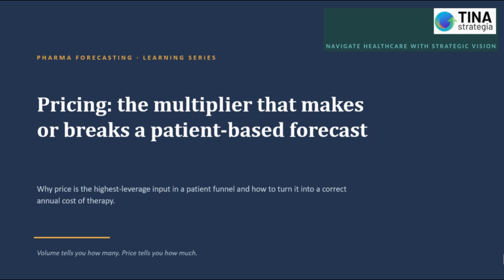If you've ever built or looked at a forecast that starts from how many patients are there, this session is going to show you where price fits into that picture, and why getting it right matters more than almost anything else. Let me frame the whole session with one line, the one on your screen. Volume tells you how many, price tells you how much. A forecast needs both. Most of the effort in our models goes into the how many, counting patients. But the how much, the price, is where a forecast quietly succeeds or fails. That's what we're here to fix.